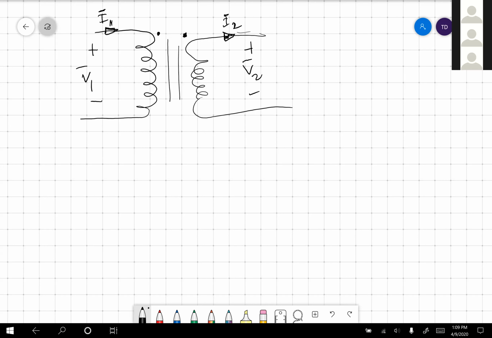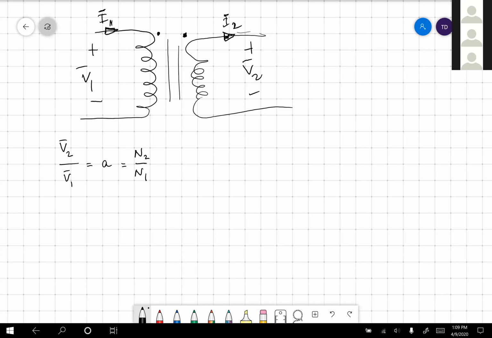And then this is what we developed, the important part. The ratio V2 over V1 is equal to A, where A, as a reminder, is the ratio of the turns, N2 over N1. So what I like to remember is the voltages satisfy the ratio of the turns: 2 over 1, 2 over 1, they're both equal to A.